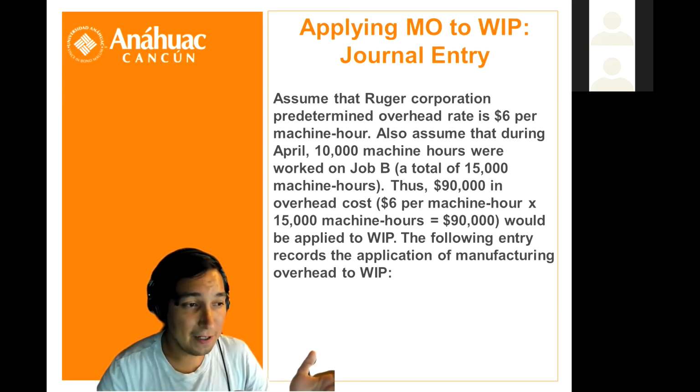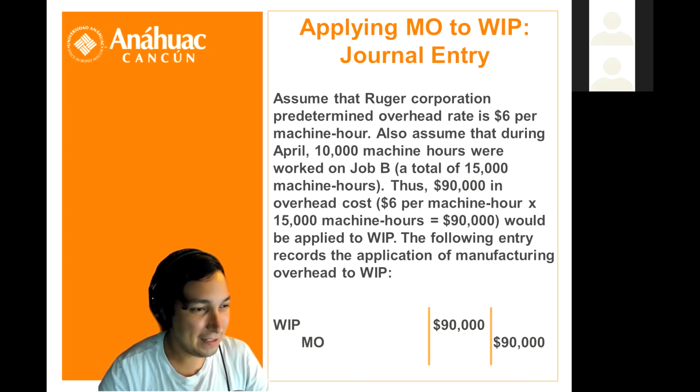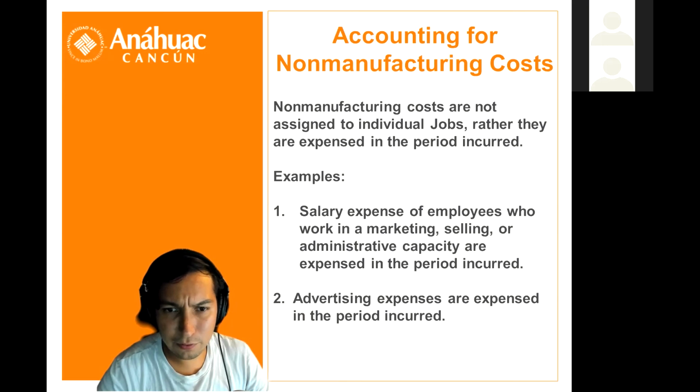So can anybody tell me what's the entry? MO into WIP. Credit MO and debit WIP. That's it, guys. That's it. Now we're going to WIP on the balance sheet. Selling and administrative costs just get expensed in the period incurred. So salary expense of employees who work in marketing, selling, or admin capacity gets expensed during the period. And then advertising expense also just gets expensed during the period. So they'll show us what that should look like.